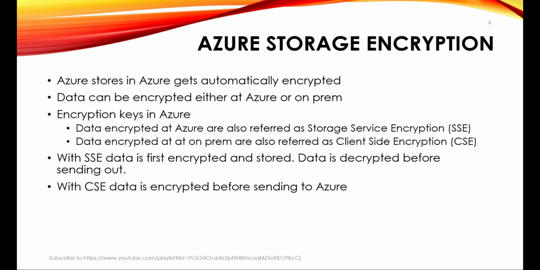Okay, so if the data is encrypted at Azure, then it is referred to as Storage Service Encryption, or in short SSE. When the data is encrypted at on-prem, then it is referred to as client-side encryption, or CSE. Right? So with storage side encryption, data is first encrypted and then stored. And then data is decrypted before sending it out. So that's how it works when you store the data in Azure cloud.